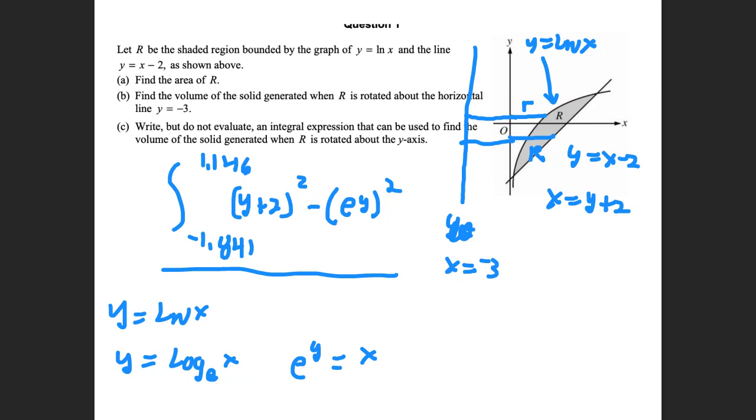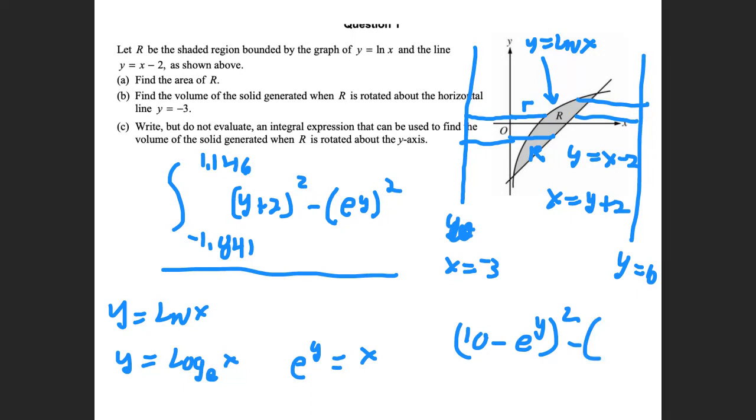If it was over here, okay, so if they wanted us to rotate it around here, this is the one where you'd have to go right minus left. So now let's say this was y is equal to 10. So this would be 10 minus, what is my large R now would be e to the y squared minus, and then this would be 10 minus, what was that, y plus 2. So it doesn't matter where you are rotating something around. It's always large radius minus small radius. That's it. Okay.